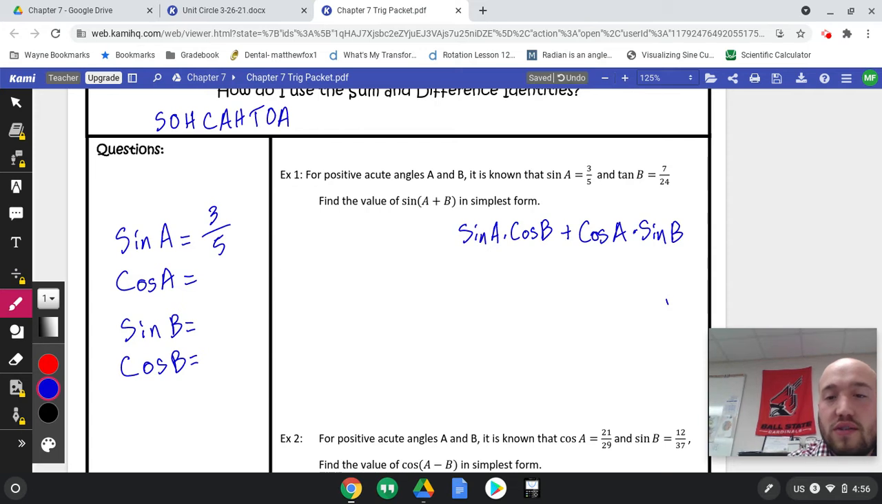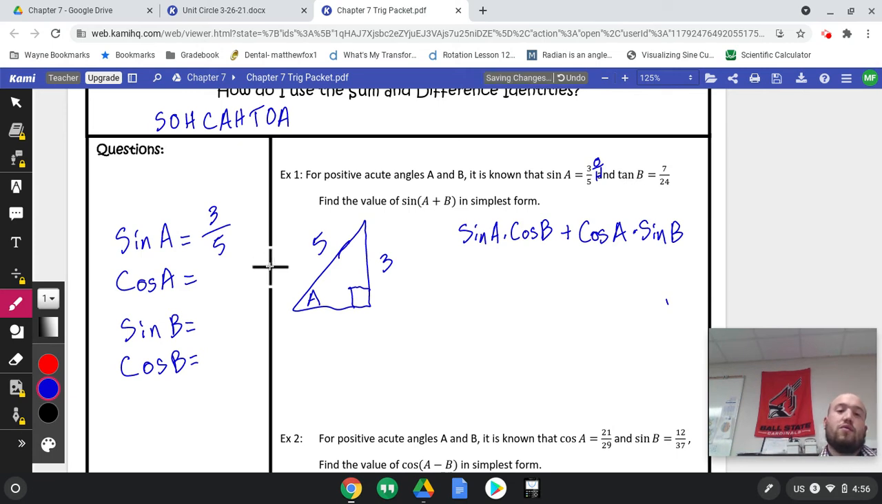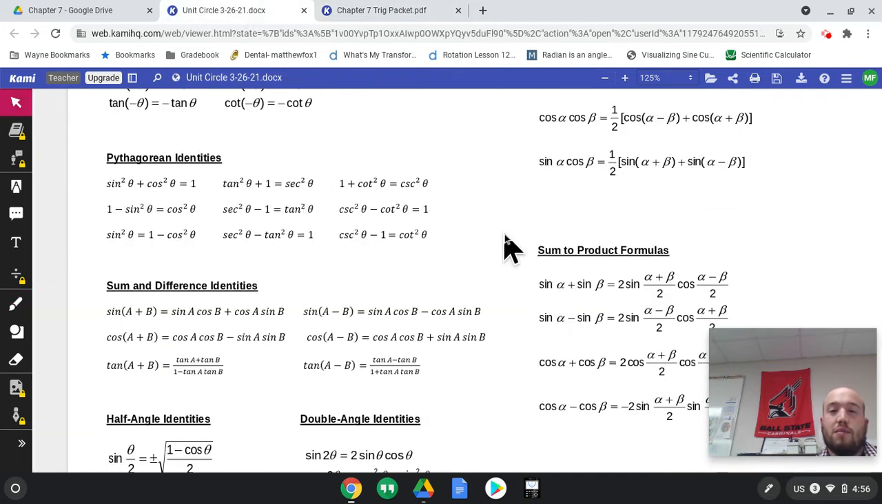We know sine is O over H. If we think about this as a right triangle, and this is angle A, then O, the opposite, would go on the opposite side. That is going to be 3. Our hypotenuse here is 5. Now, you might not know what this missing side is. It's a right angle, so a squared plus b squared equals c squared.